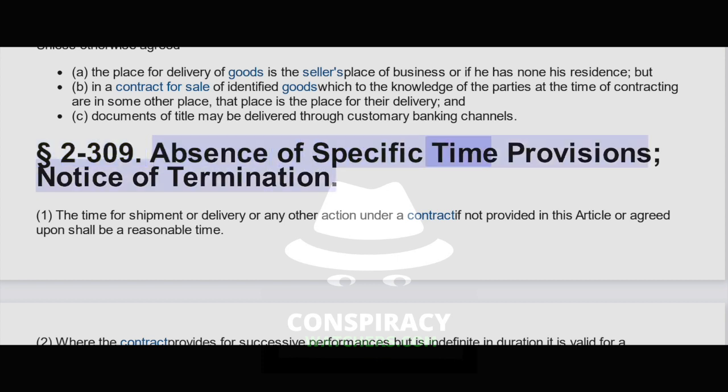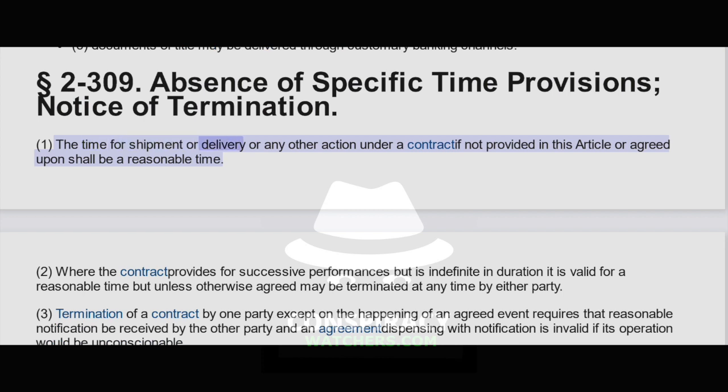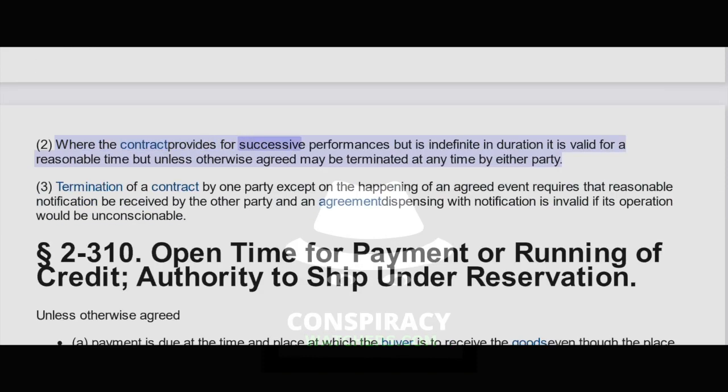Section 2-309. Absence of specific time provisions, notice of termination. The time for shipment or delivery or any other action under a contract if not provided in this article or agreed upon shall be a reasonable time. Where the contract provides for successive performances but is indefinite in duration, it is valid for a reasonable time, but unless otherwise agreed may be terminated at any time by either party.